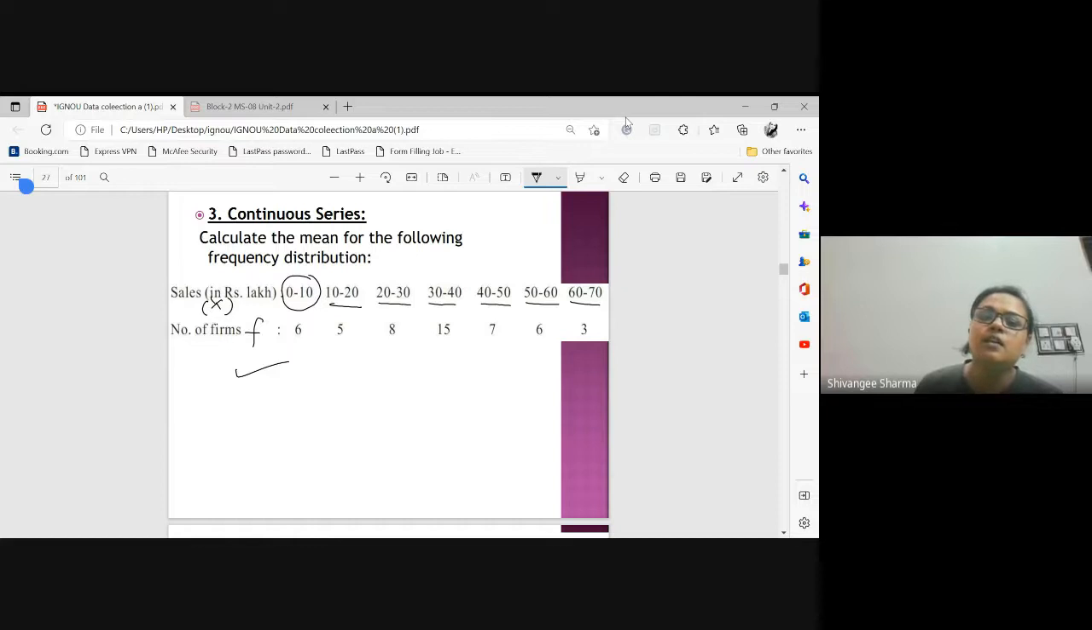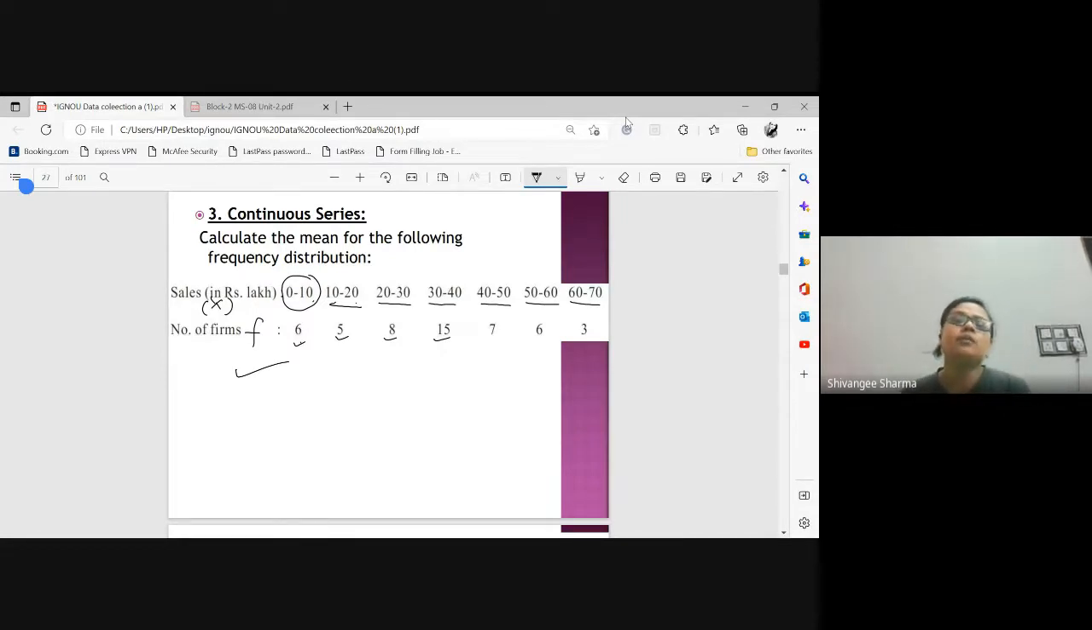And these are the number of companies or the number of firms which are having their sales in this particular group. So the firms having sale from 0 to 10 is 6. The number of firms having sales from 10 to 20 is 5. So there are 5 firms having sales ranging from 10 lakh to 20 lakh.